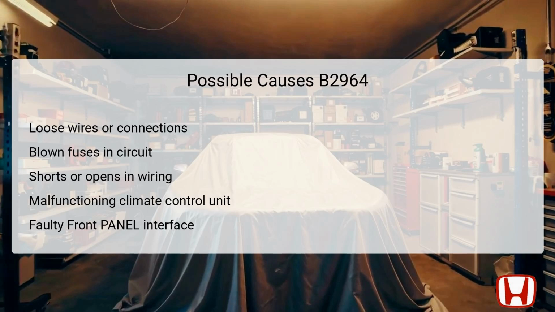Checking for continuity in the bus data lines is pivotal. Furthermore, either the climate control unit or the front panel may be malfunctioning, requiring a comprehensive check of both components to rule out hardware failures. Each of these possibilities must be evaluated thoroughly for effective troubleshooting and resolution.